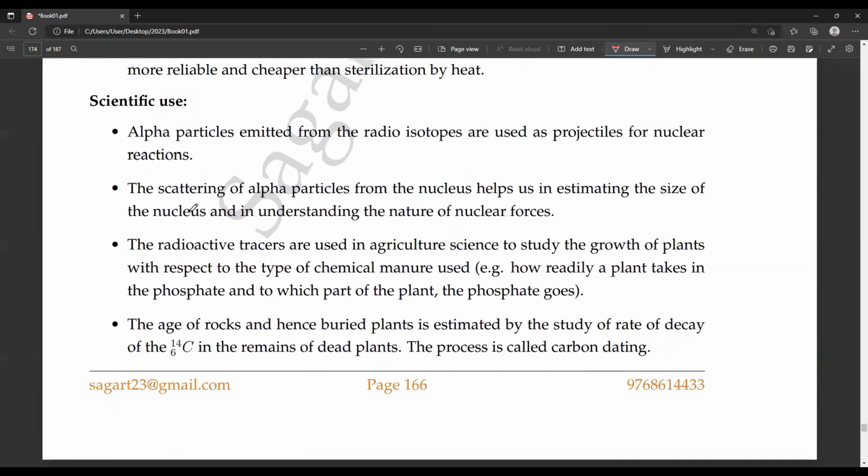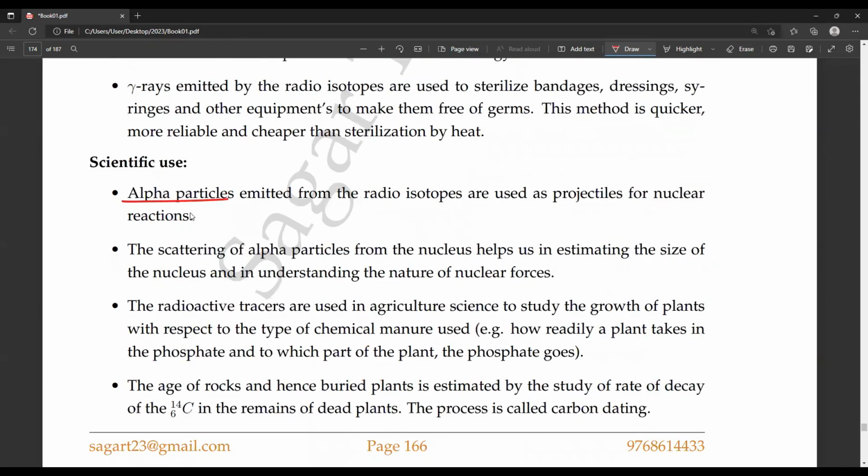Next is scientific use. Alpha particles are used as projectiles for nuclear reactions. Like a nuclear reaction which happens in a nuclear power station, you need neutrons, and they are formed by alpha particles. Another scientific use is in agricultural science, where along with the fertilizer, radioactive tracers are given.